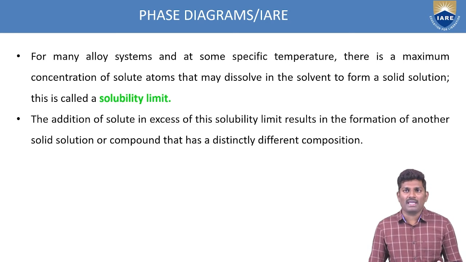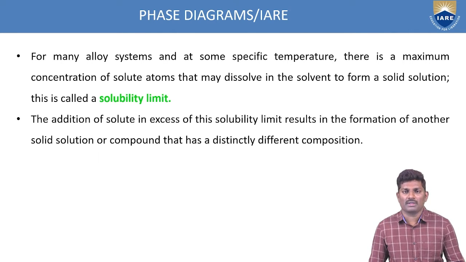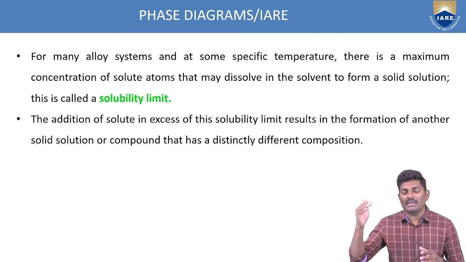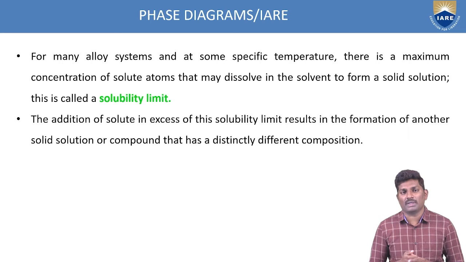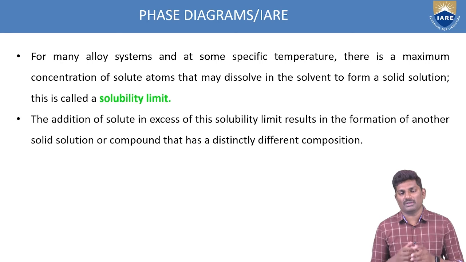So in many alloy systems, at some specific temperature, that is very, very important. If you increase the temperature, the solubility limit also increases. So these two are proportional to each other. If you keep a liquid at normal temperature and keep another liquid at 100 degrees centigrade, what is happening? The solubility limit will be higher in the higher-temperature liquid. That's why with an increase in temperature, there is a rise in the solubility limit.